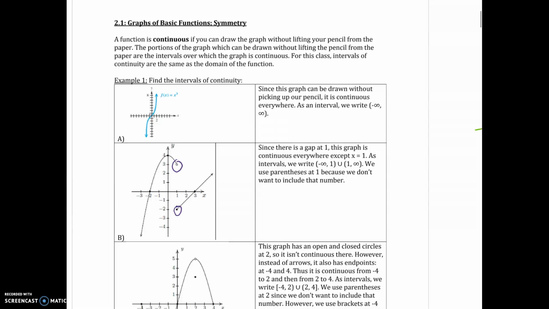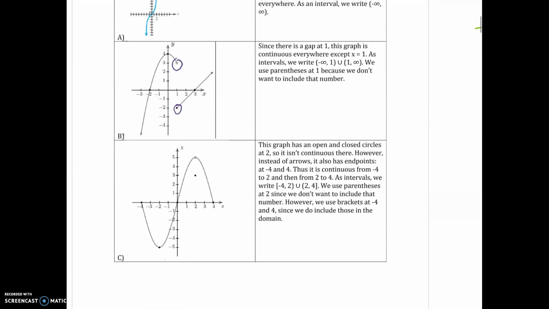Alright guys, so in this section 2.1, graphs of basic functions and symmetry, the first thing we want to take a look at is how to define if a function is continuous or not. Based on the definition, if you can draw the graph without lifting your pencil from the paper, your function is continuous. If you look at the function in example A, you can see that I can draw my graph without lifting my pencil. This function is continuous. On example B, it's obvious that it's discontinuous, and therefore it's not continuous.